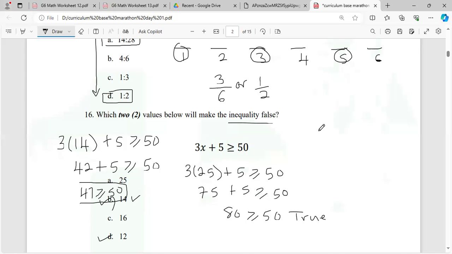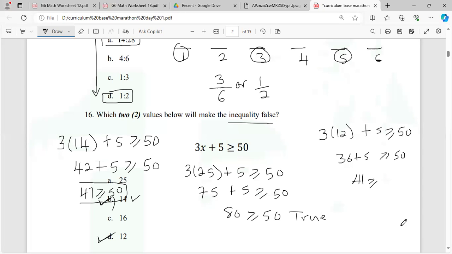But let us still do it. It will be 3 multiplied by 12, and then we add 5 to the result. So this is 36 plus 5, which works out to 41. 41 is less than 50, but they are saying that it's greater than or equal to. That means it's false. Alright, so you guys already picked the correct answer. It would have been 14 and 12.